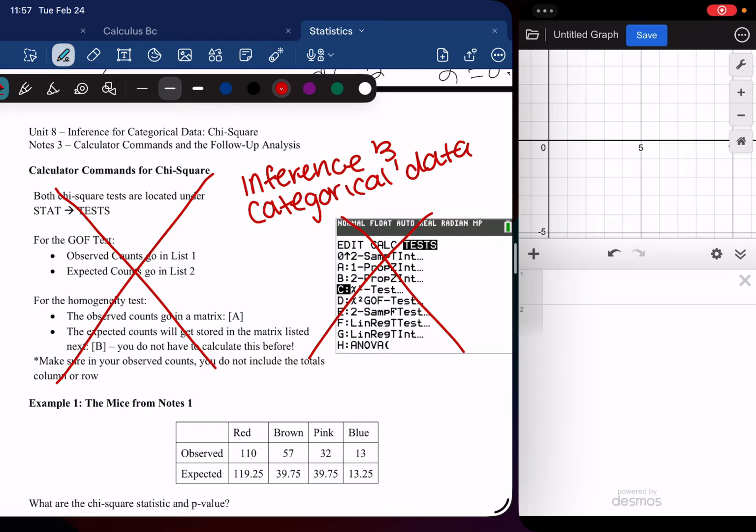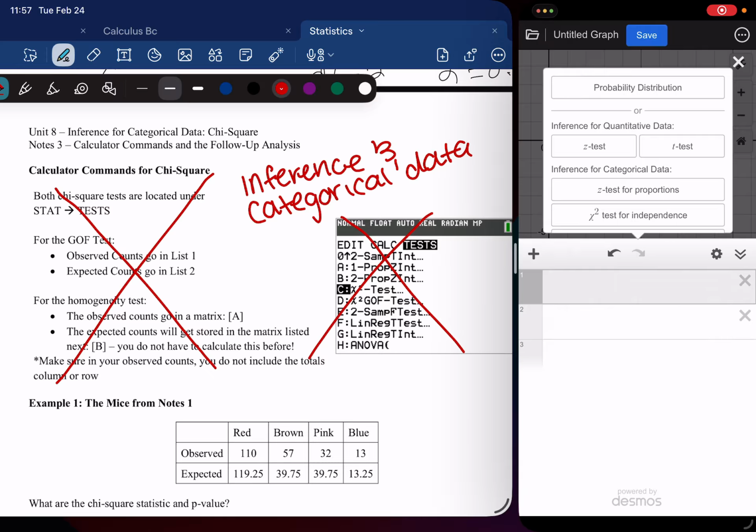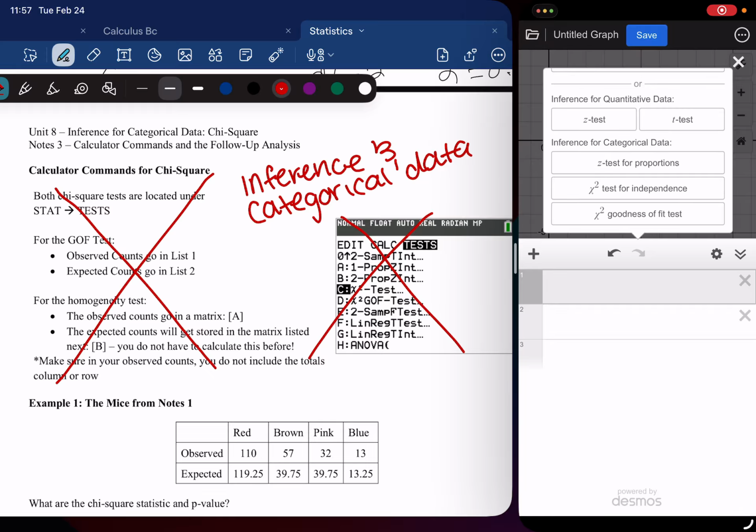Okay, so if we go on to Desmos, we hit the plus sign, inference, categorical data. There is both our chi-squared for independence, which is homogeneity, and chi-squared goodness of fit. So both of them are there.